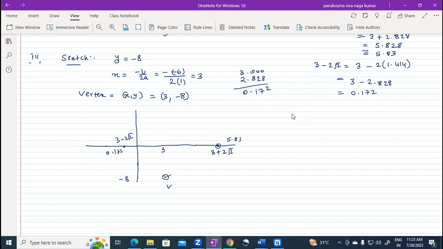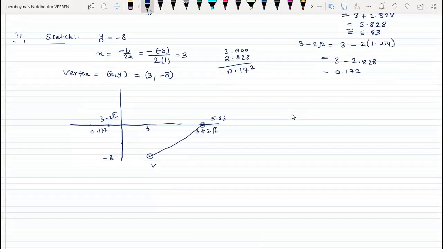Now smoothly draw the graph. Isn't it gonna be after 0? Oh, yeah, you are correct. Just give me a second. Yeah, it was 0. After it's a positive value, no? Yeah. 3 minus 2 root 2. Sorry for that. It is 0.17.